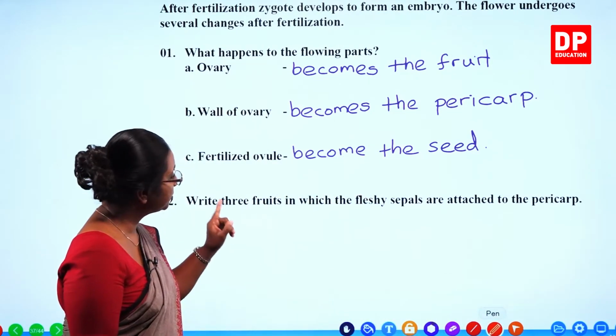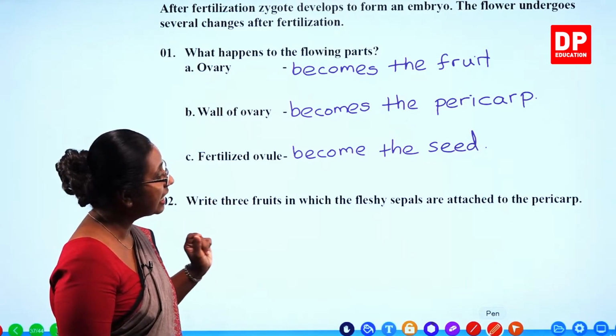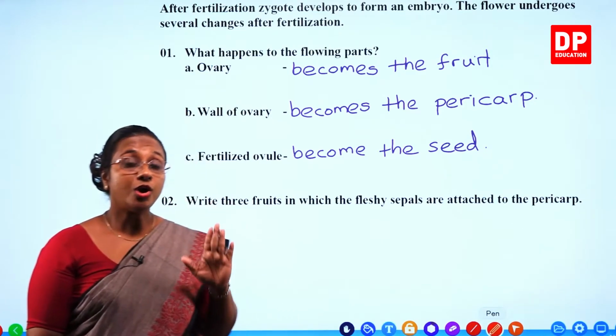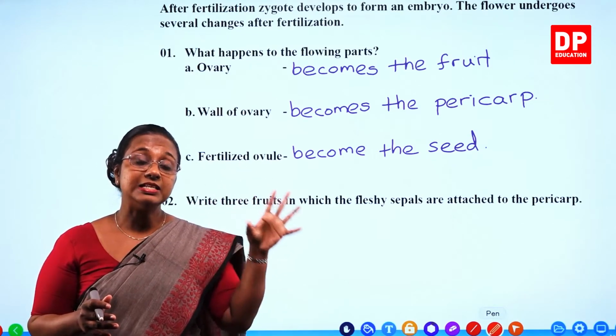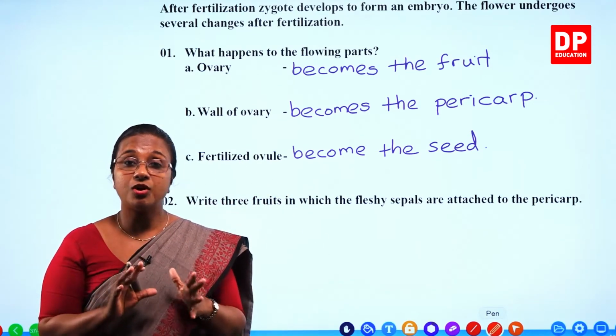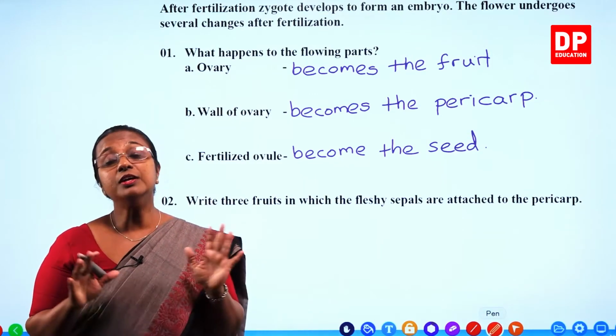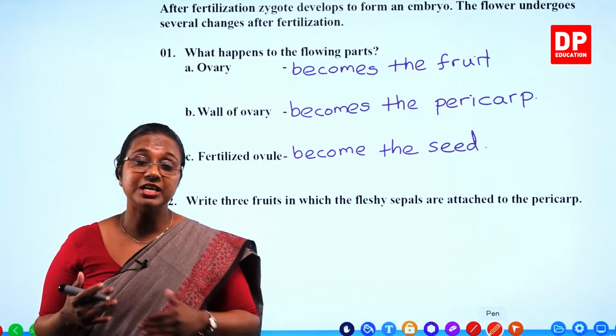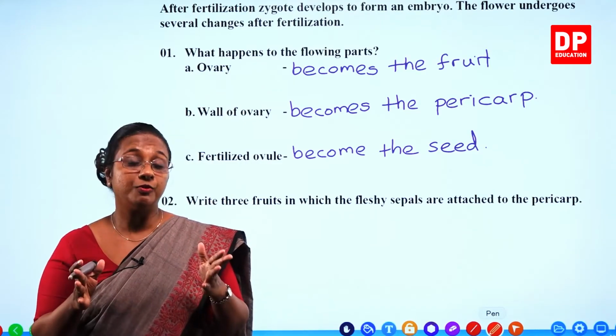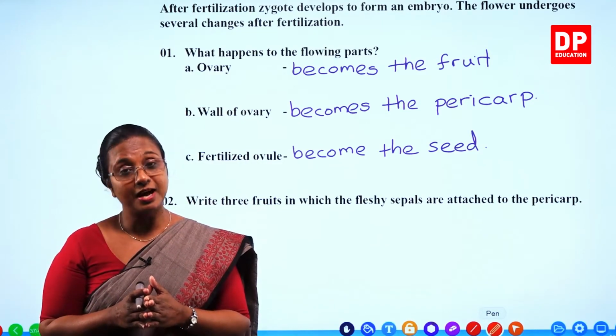Write 3 fruits in which the fleshy sepals are attached to the pericarp. You all know, students, normally the other parts of the fruit, the style, the stigma, sepals, petals, all of them fall off the fruit. But in some fruits, the sepals become fleshy and they are still attached to the fruit. You all can think of some examples.